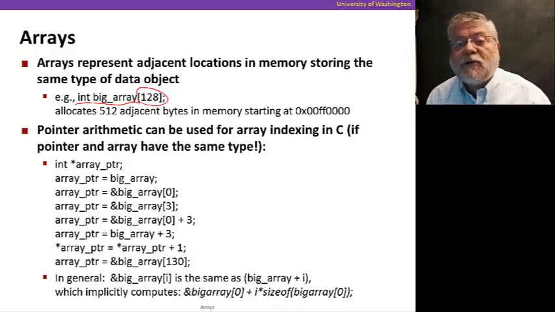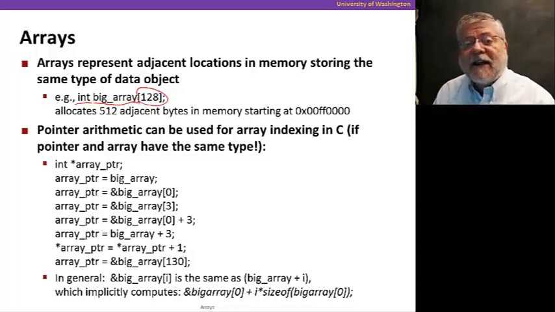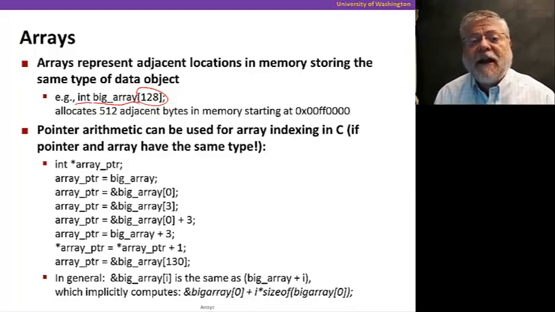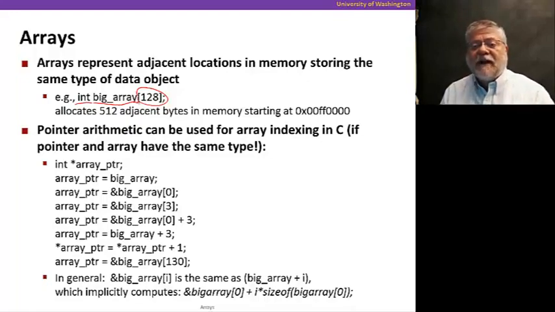That number between those square brackets is going to allocate 512 bytes of adjacent memory, starting at some location. What location? Doesn't really matter. The one I'm showing here is pretty arbitrary, but it'll be easy for us to use in our examples. Basically, the compiler will take care of that and decide where in memory that data should go. Now, our pointer arithmetic can be used for indexing in this array. So let's take a look at some examples here.